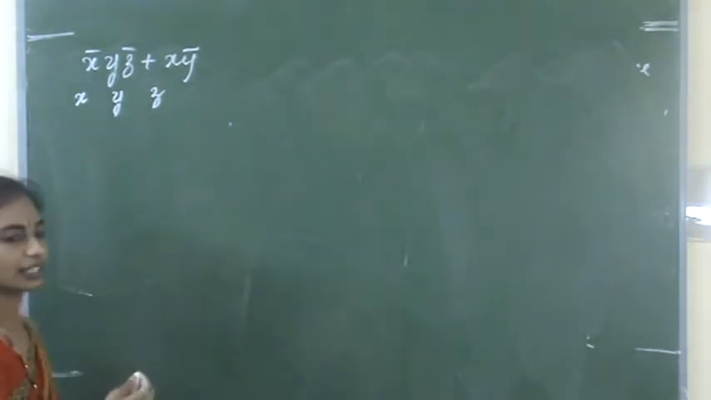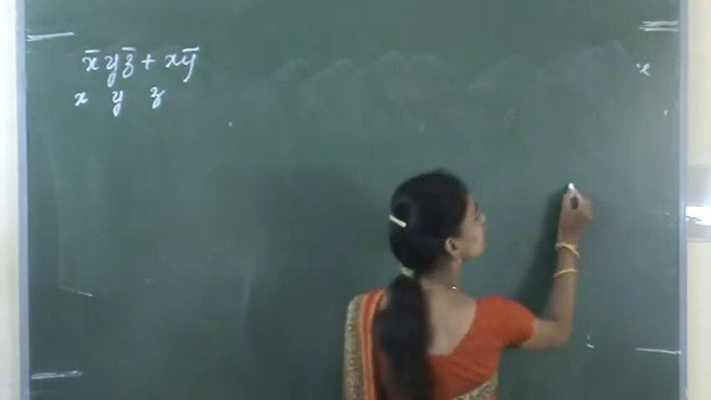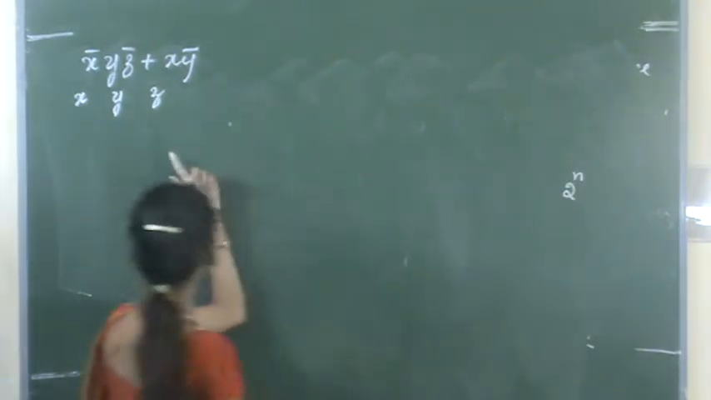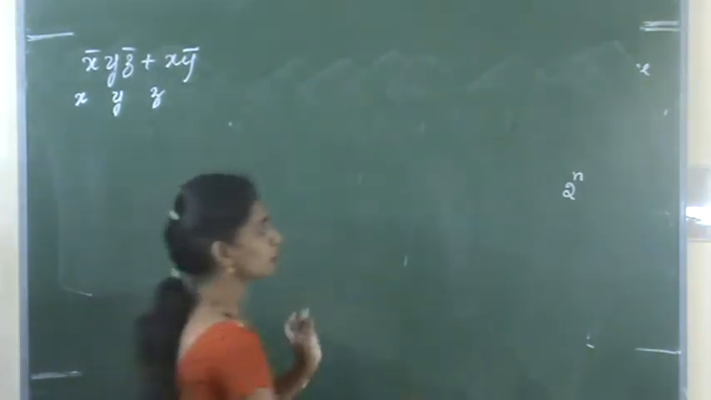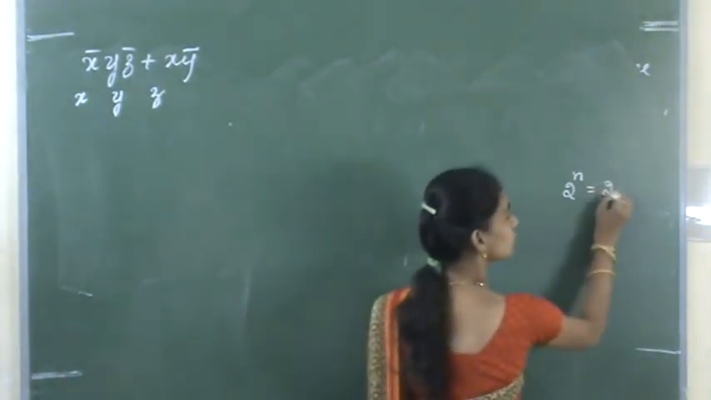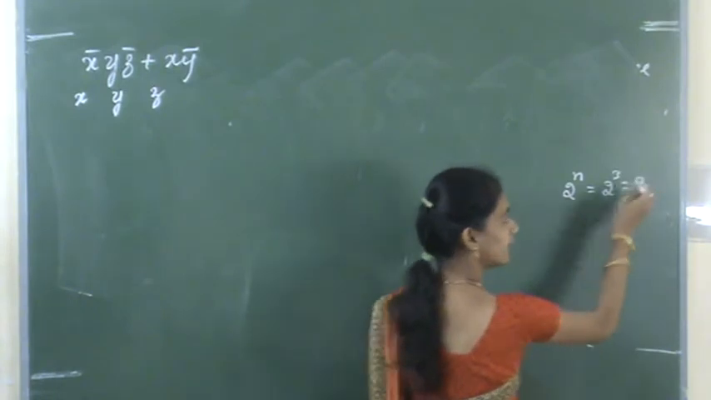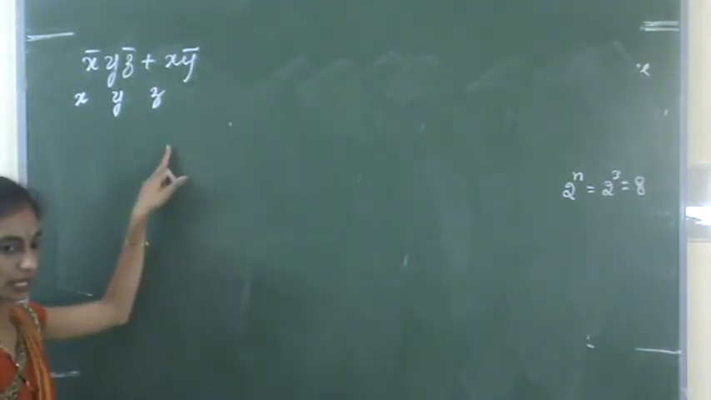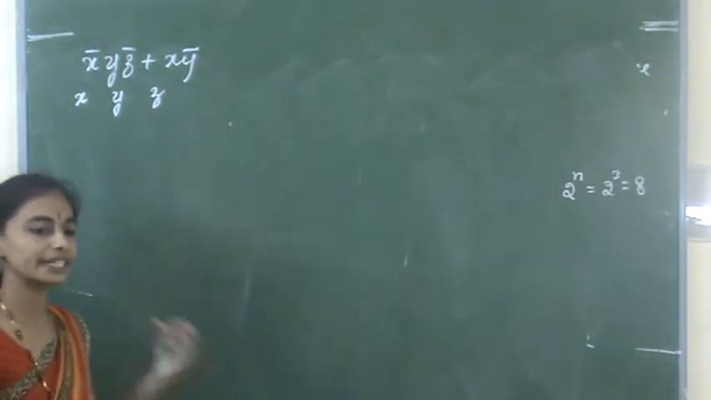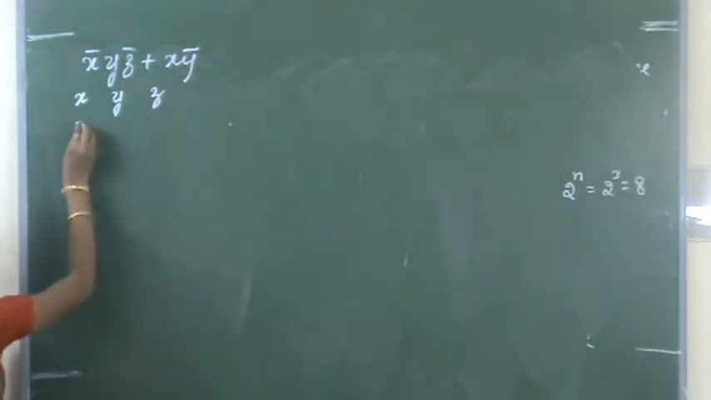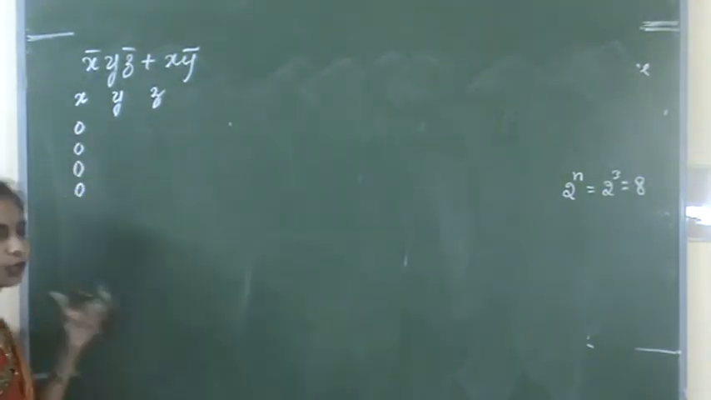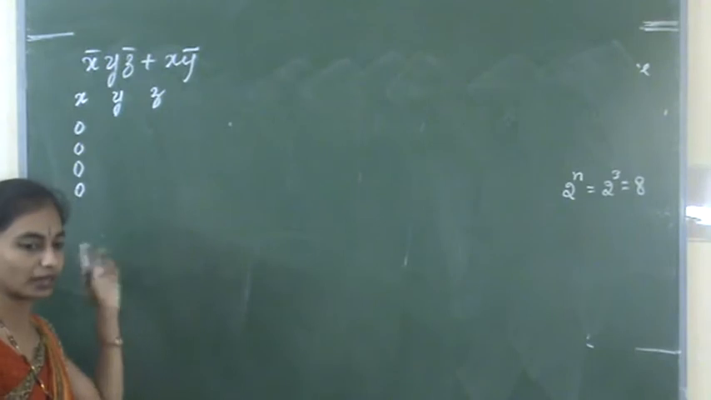As I told, to construct the table we need 2 power n rows. How many variables do we have? 3, which means 2 power 3 equals 8. So now we have to write 8 inputs for these variables. I will tell you simply how to write them: first you write 4 zeros. I think you people know this from first PUC, right?